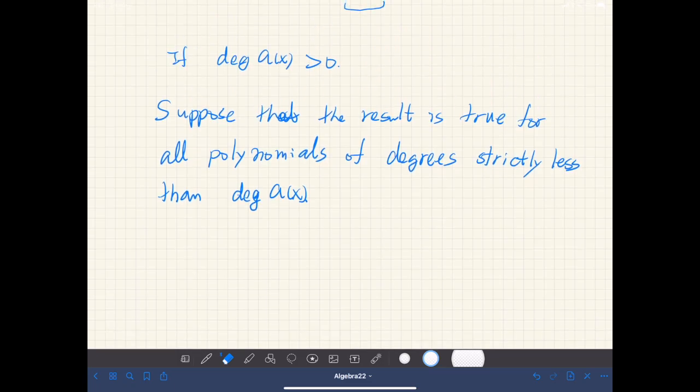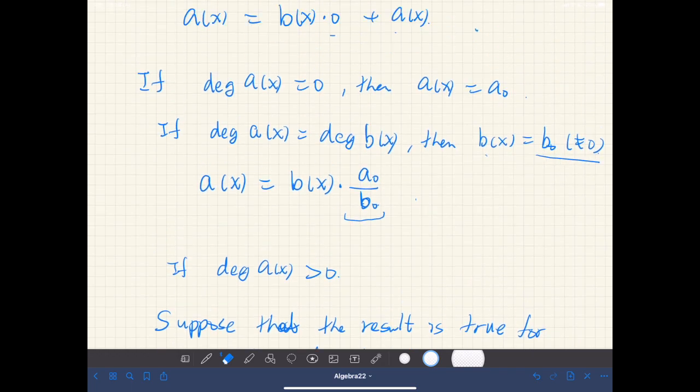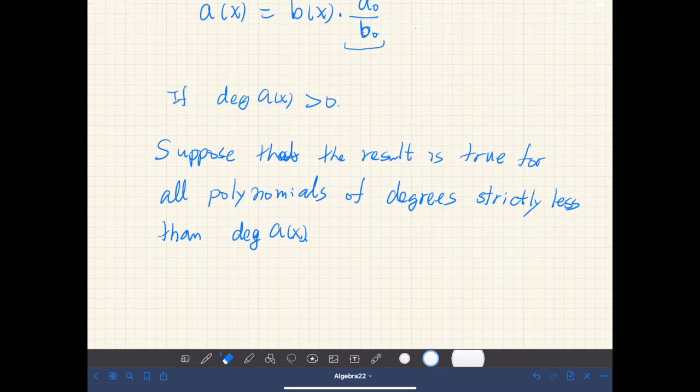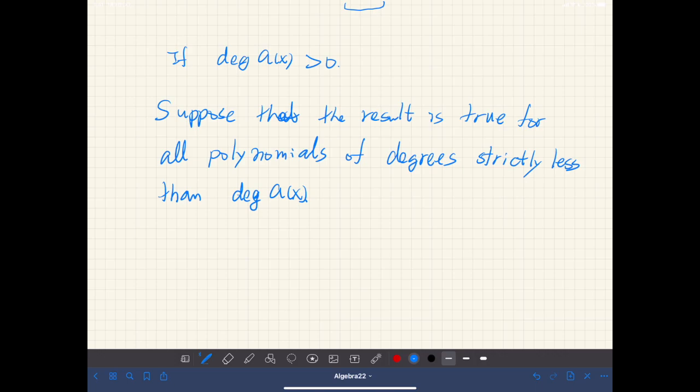Okay, and if the degree of a is less than the degree of b, we have already proved that here. So we may assume the degree of a of x is greater than or equal to the degree of b.